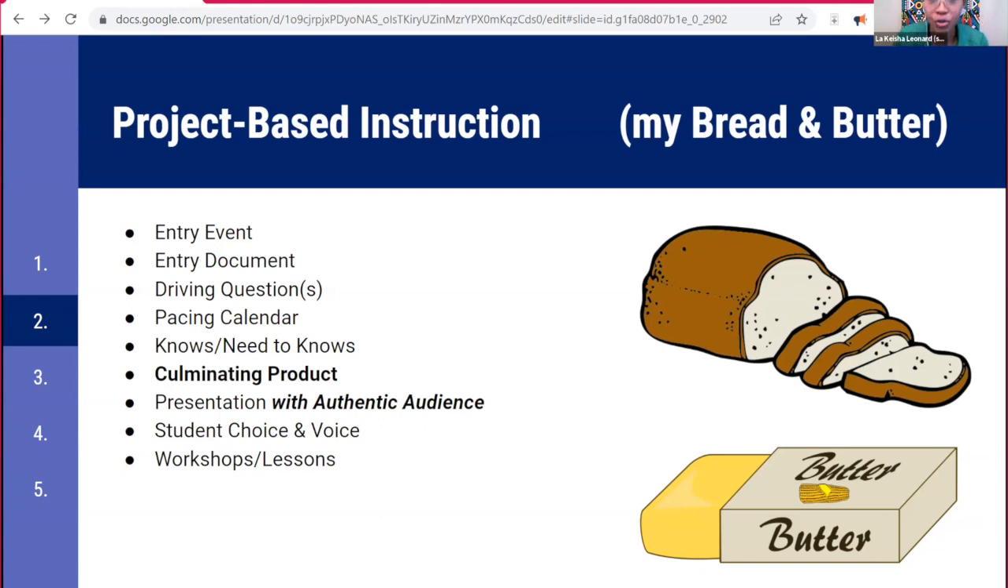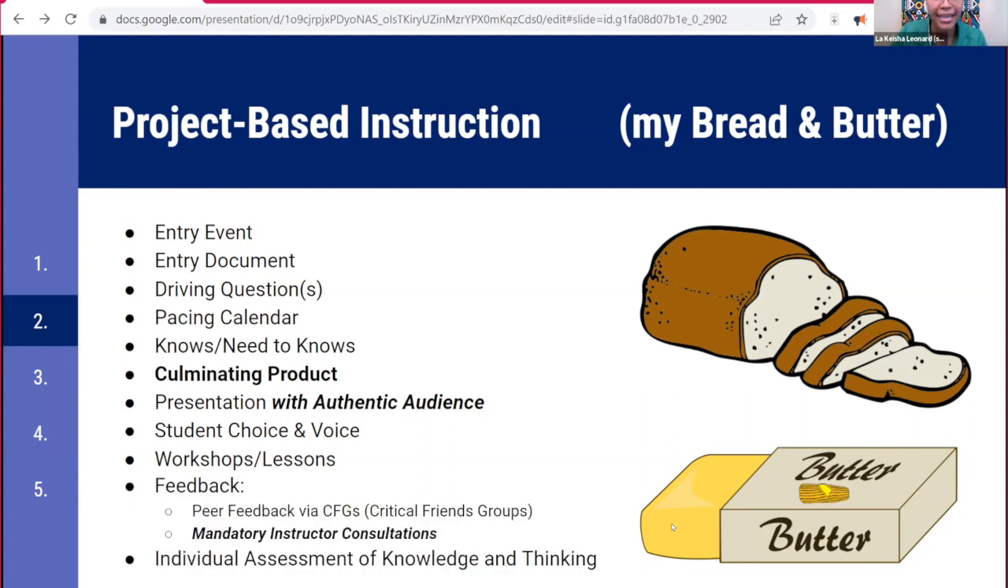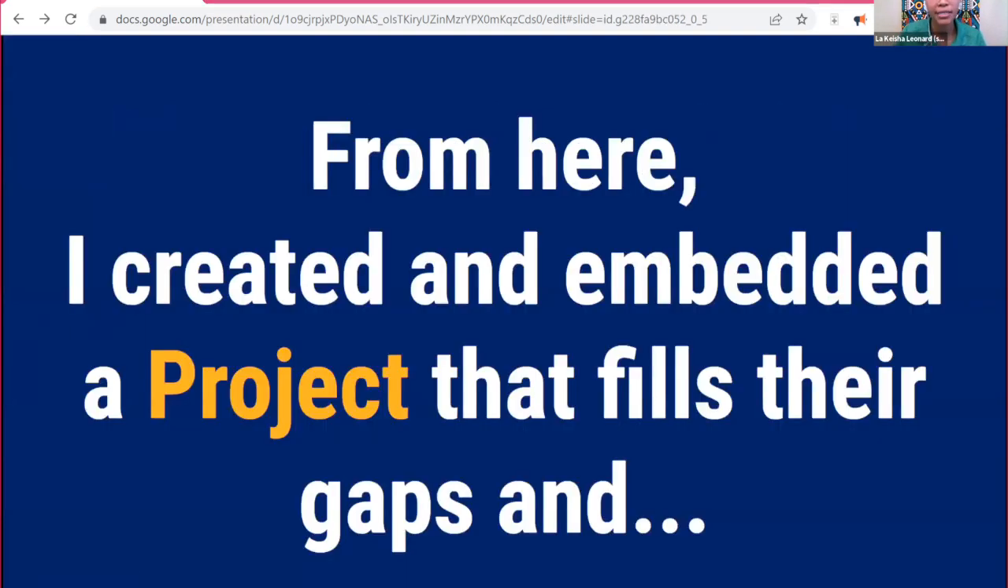Having student choice and voice, of course, doing workshops, which are just lessons, allowing students to get feedback and give feedback. So there's a protocol that I gleaned from New Tech, which is the Critical Friends model. Wonderful protocol. I also did some mandatory instructor consultations with their project materials. And then I did an individual assessment of knowledge and thinking, which for some, that's just an essay. And the easiest way to do this with project-based instruction is to have students answer your driving question. Okay, so that's my bread and butter. That's kind of what I operate out of. So from this starting place, I created and embedded a project that filled those gaps that I mentioned.